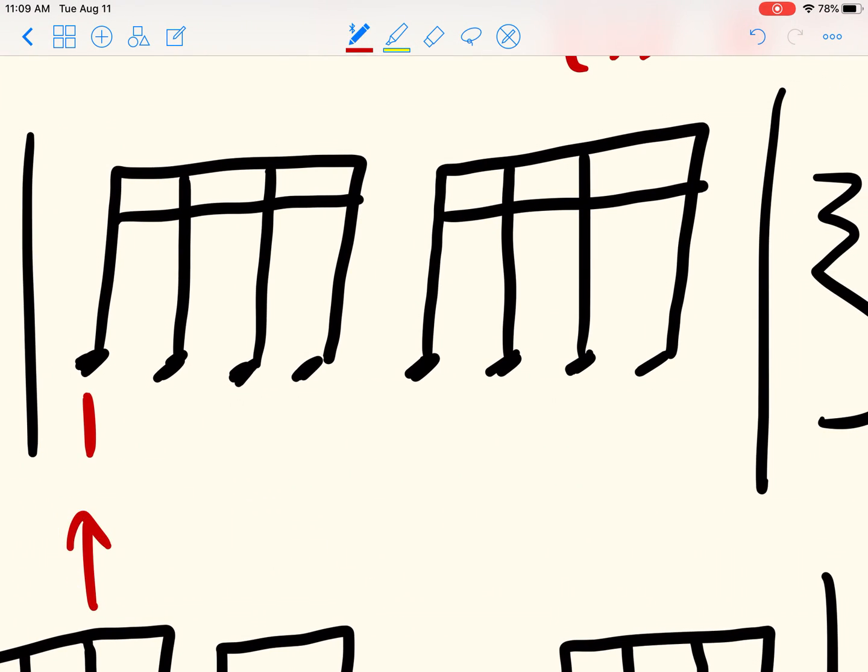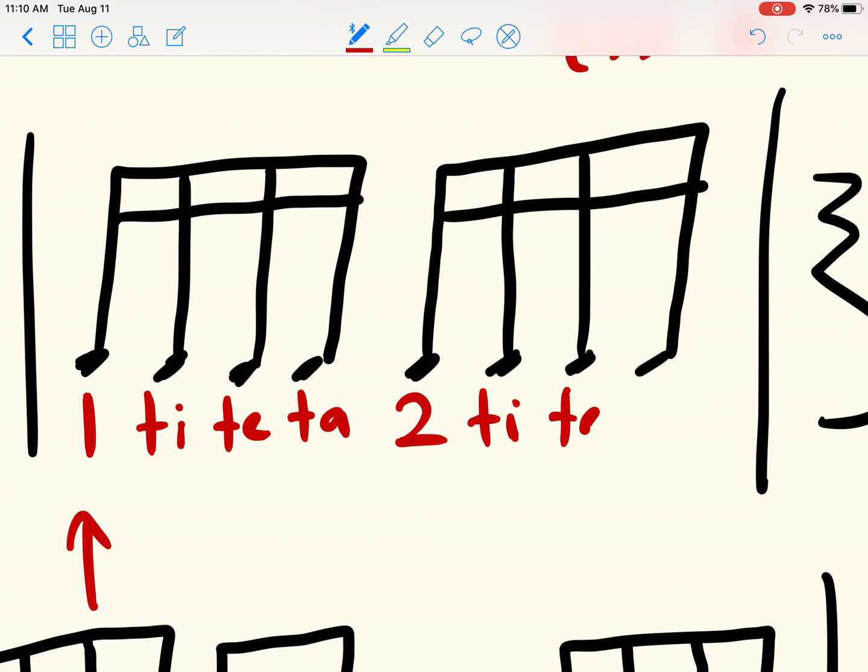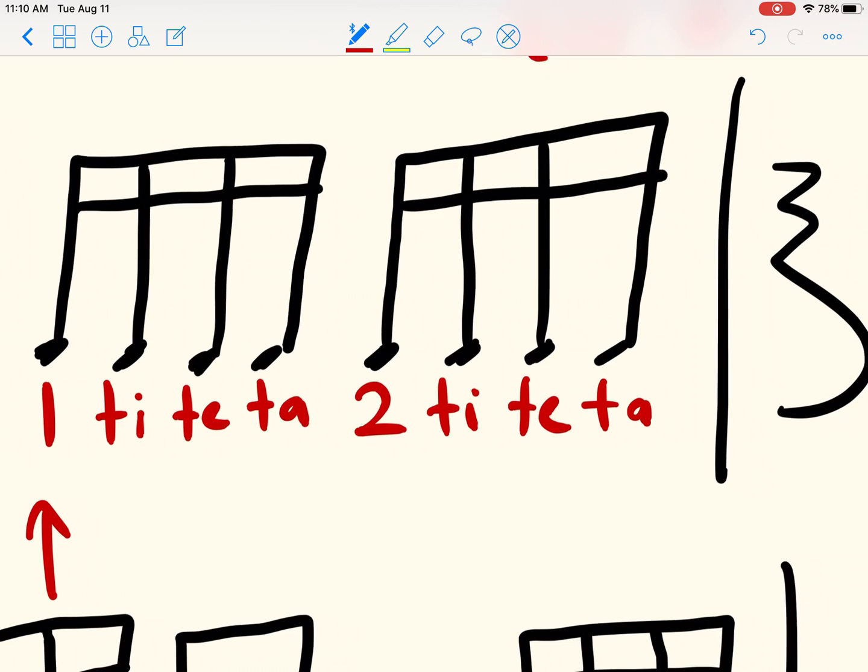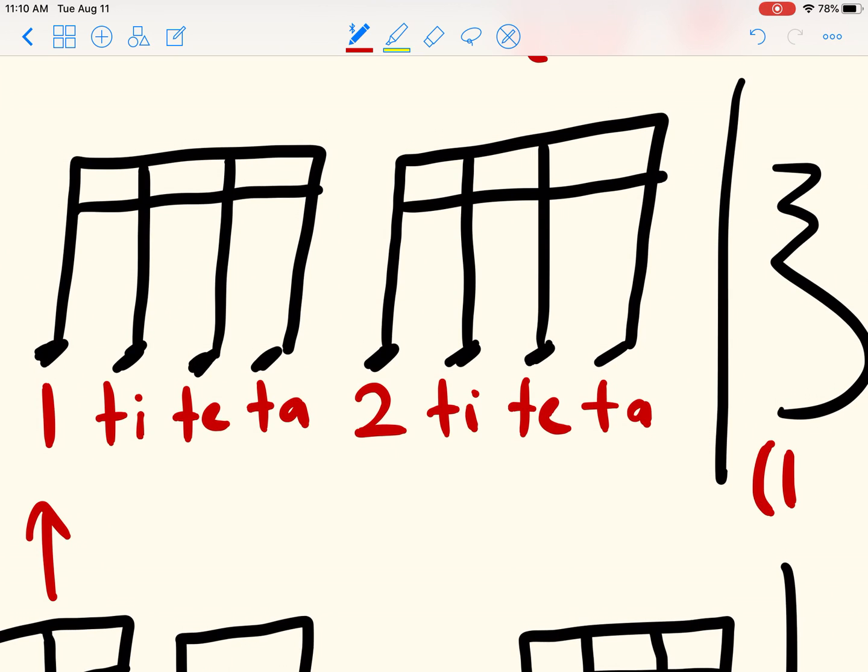All right, the next measure is pretty simple. So 1, T, te, ta, 2, T, te, ta. Downbeat is going to be a quarter rest, 1 in parentheses. Let's try it. 1, 2, here we go. 1 T theta, 2 T theta, 1. Try it again. 2, here we go. 1 T theta, 2 T theta, 1.